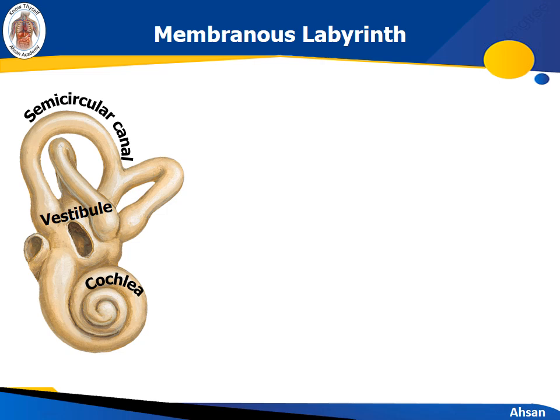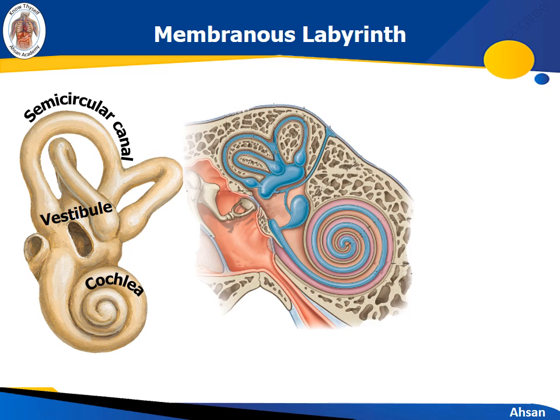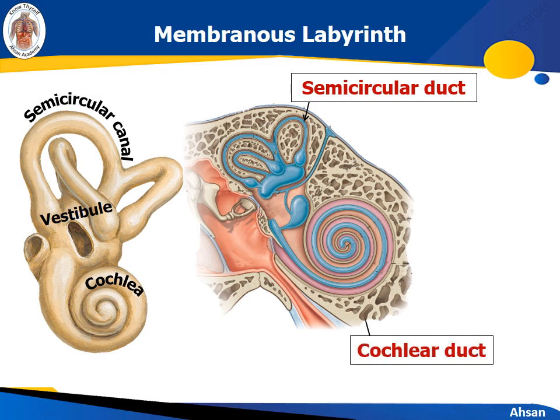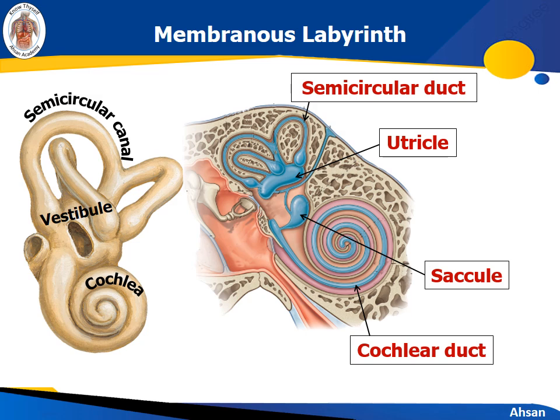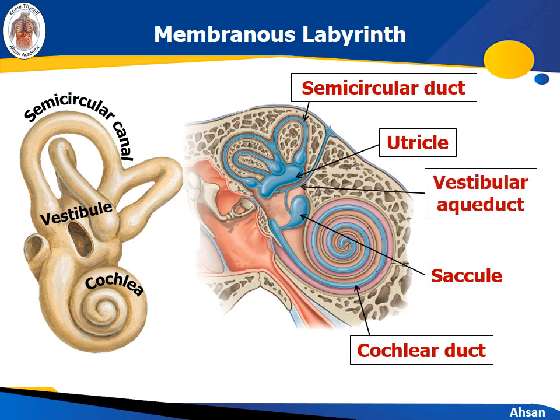So already we have discussed the semicircular canal, vestibule and cochlea. Now this contains the membranous labyrinth. Within this you can see the membranous labyrinth does not have the same structural orientation in every area. The semicircular canal contains the semicircular duct, and the cochlea contains the cochlear duct, but the vestibule contains the utricle and another, the saccule, and they are connected by a tube known as the vestibular aqueduct.